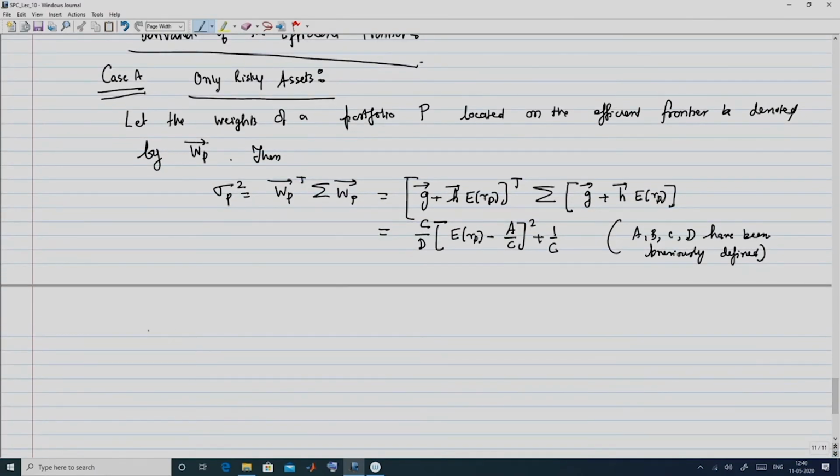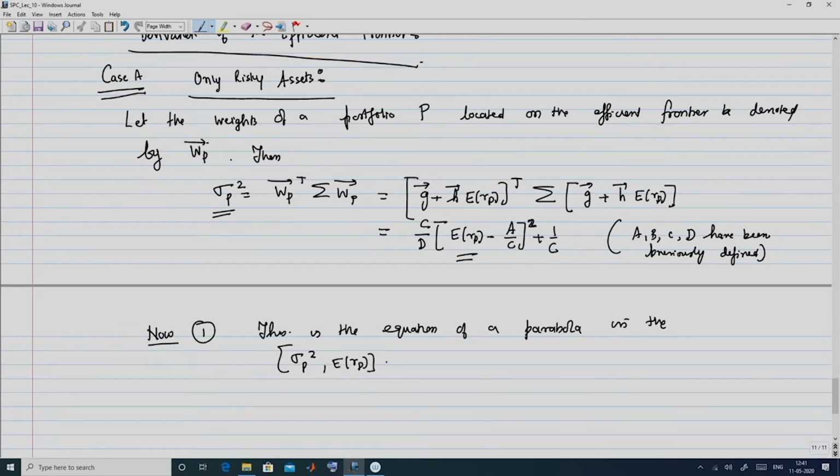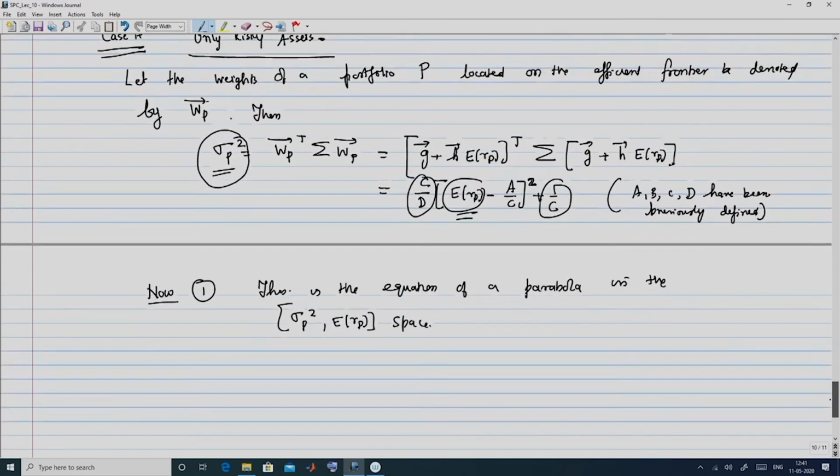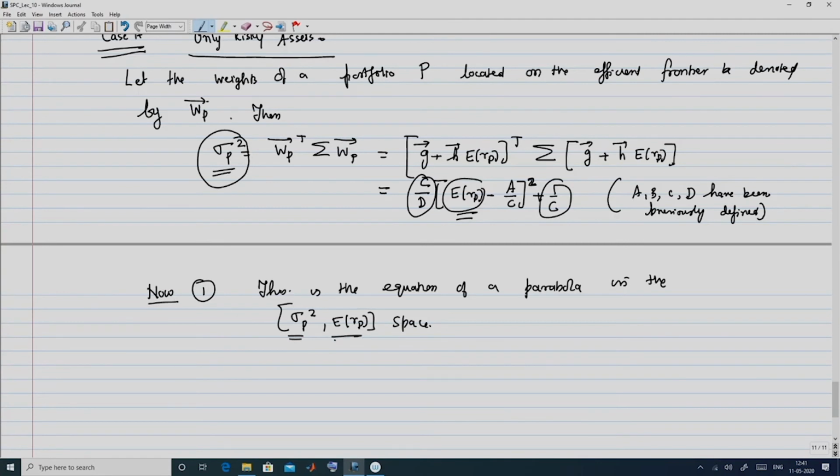Now we can make a couple of observations out of this. Here you observe carefully that I am looking at sigma p square, and here I have an ERP square, because there is a square term at the top. So, this can be interpreted in two ways. This is the equation of a parabola in the sigma p square ERP space. If we take sigma p square to be y, this becomes y is equal to some constant times x minus some constant square plus another constant. So, this is the equation of a parabola in the sigma p square ERP space.